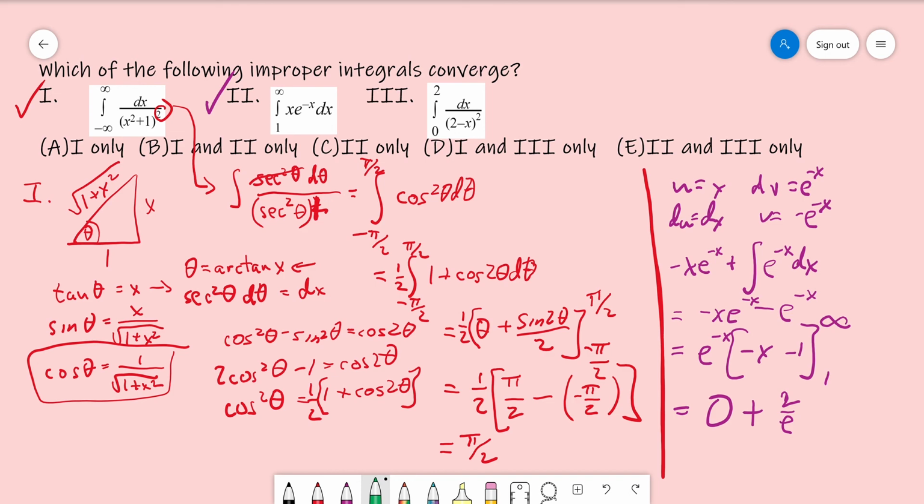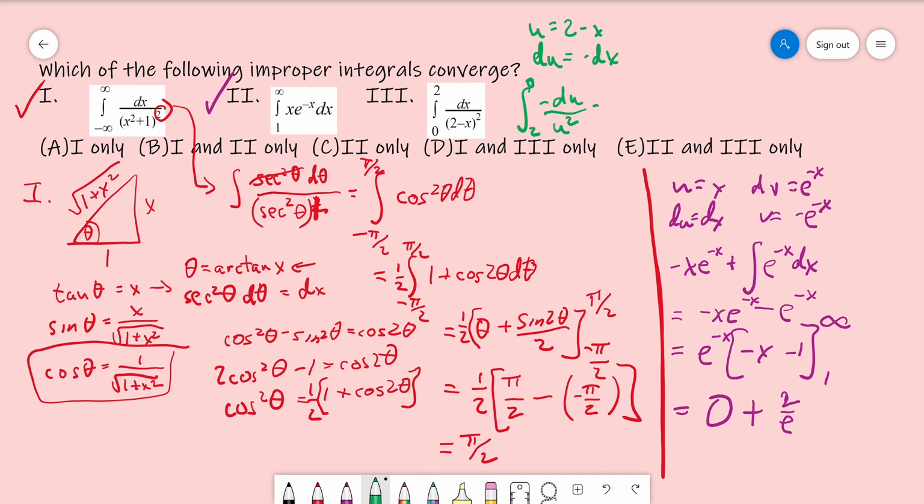Well, this one, let's do it up here. If we make a substitution of u equals 2 minus x, then du is going to equal negative dx. And then we can write the integral as negative du all over u squared. And the limits of integration, well, when x is 0, then u is going to be 2. And when x is 2, then u is going to be 0.